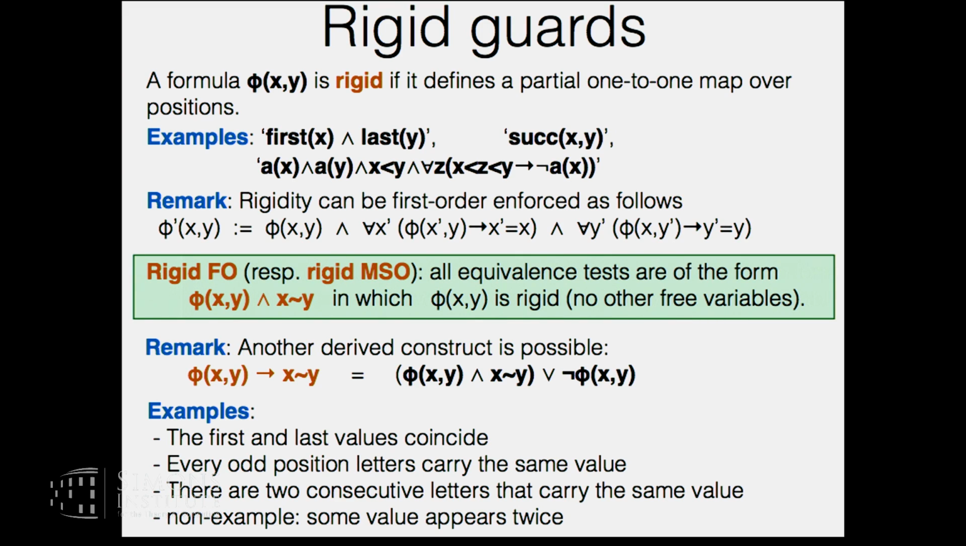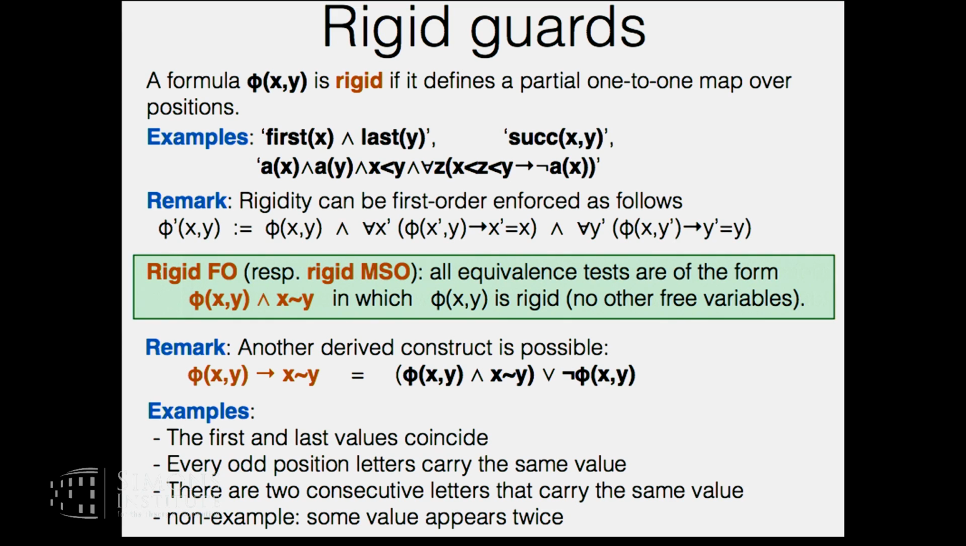Every odd position letter carries the same value. Well, you define in monadic second order logic what an odd position is. And you can define what it is to jump to the next odd position. And then you say every odd position has the same value as the next one. And then you have explicitly, rigidly linked one value at an odd position with the next one.